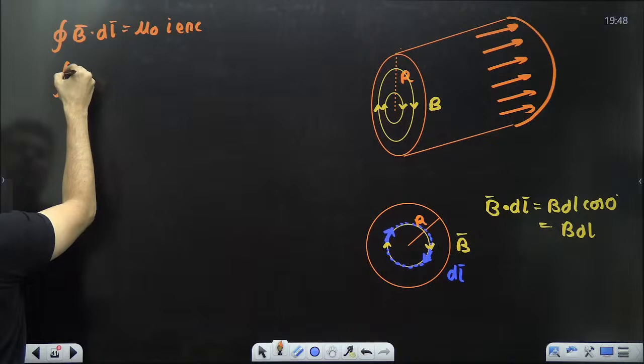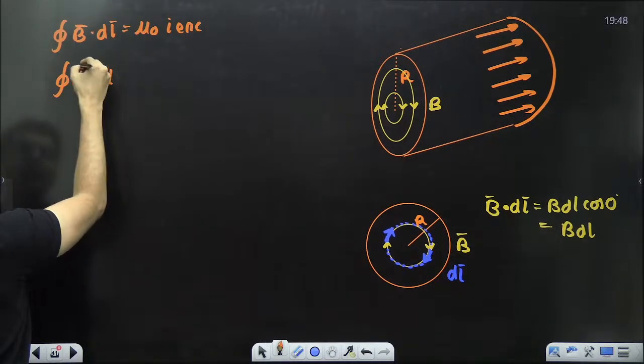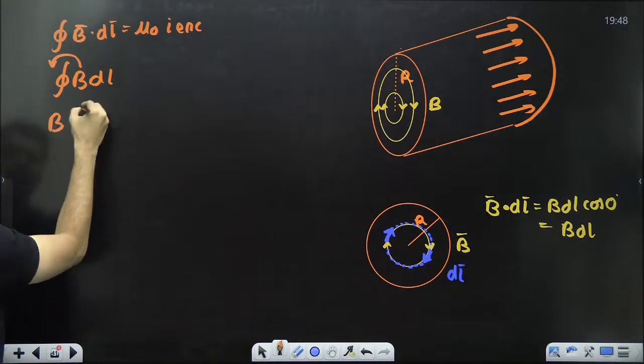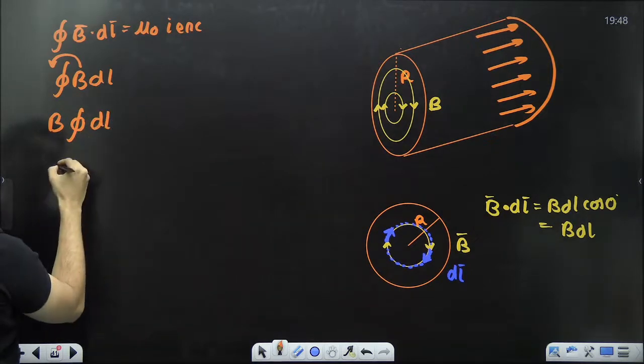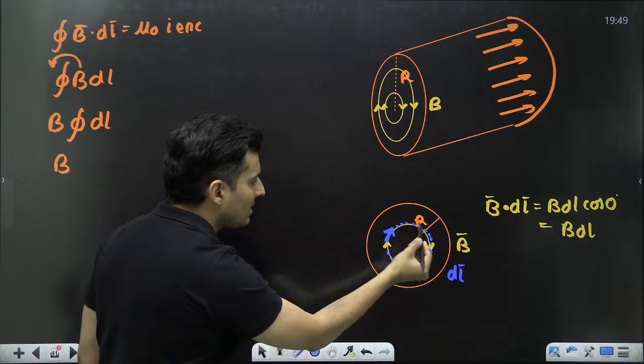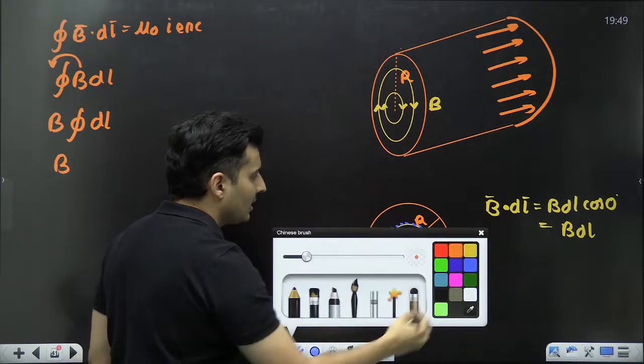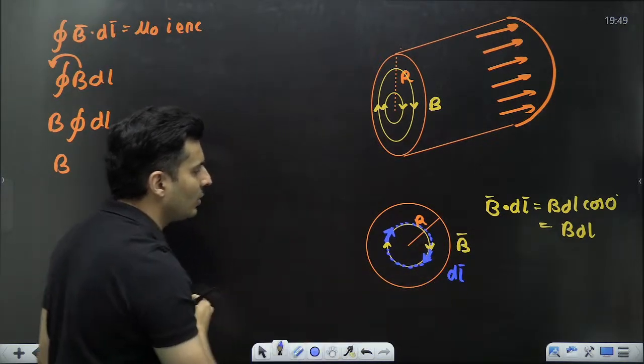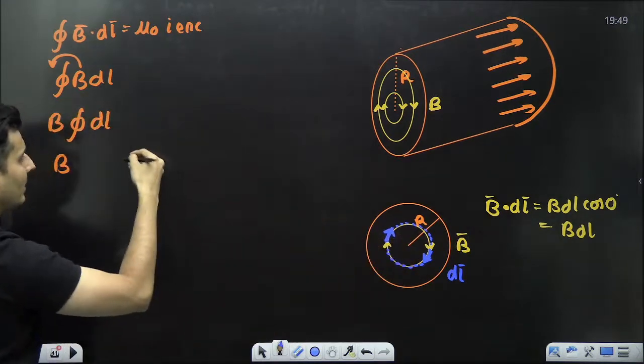B dot DL is just B DL, and in the next step B comes outside, so it will be B cyclic integral DL. Now what is cyclic integral DL? DL plus DL plus DL plus DL. It's the perimeter of this. If you keep on adding it, it's the perimeter.